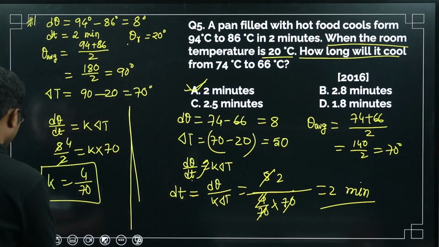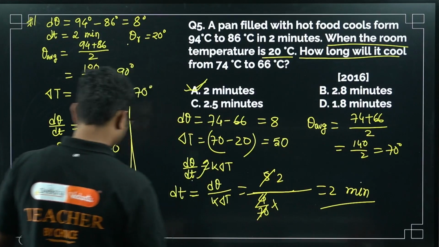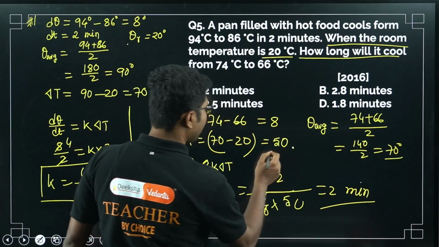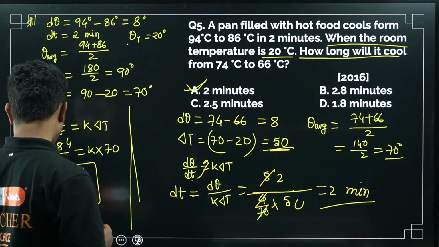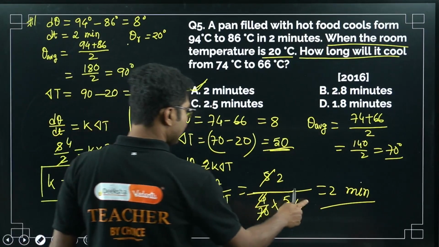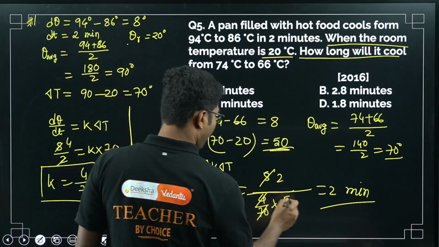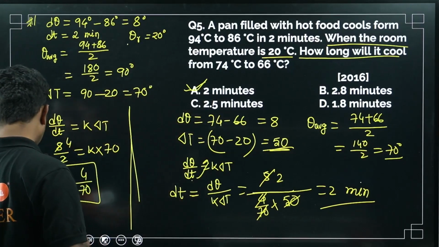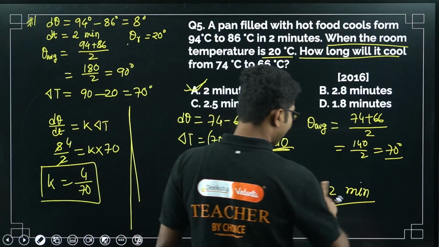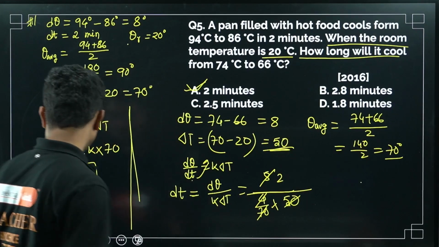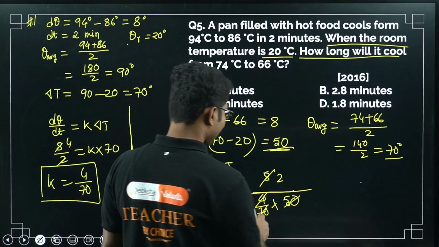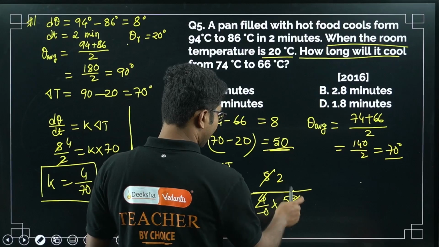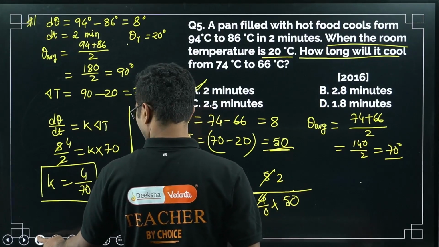Sorry, I made a mistake here. That's what I was thinking: how can it be 2 minutes? It will be 50 here. Delta T is 50 in this case, so they will not be cancelling each other. Sorry. Now I know someone was waiting to comment, sir, you made a mistake in the calculation. Things happen, but if you are not careful, then you make a mistake. So you cannot cancel them directly.